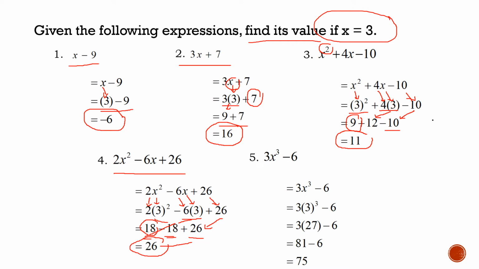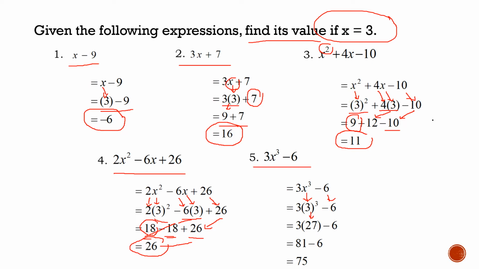Now, going to your fifth expression, which is 3x cubed minus 6. Same process. We just simply substitute 3 as the value of your x variable in the given expression. So we replace x by 3. So that will be 3 cubed here. So we copy your negative 6. So 3 cubed is equal to 3 multiplied by 3 multiplied by 3. So that will be 3 times 3, 9, times 3, it's 27.